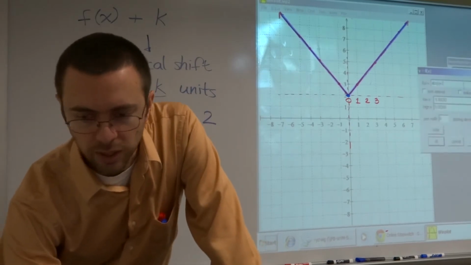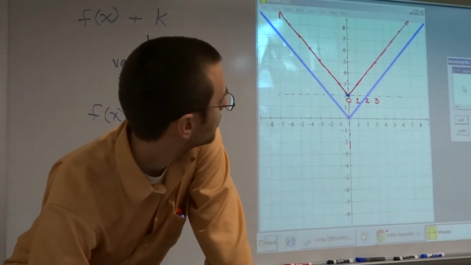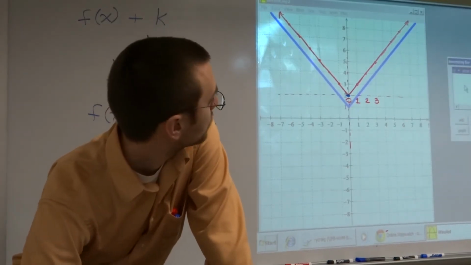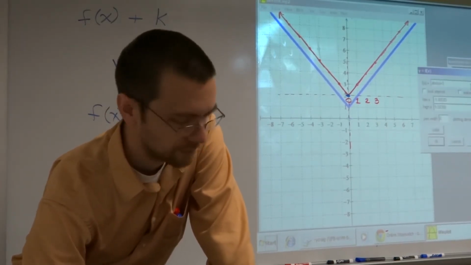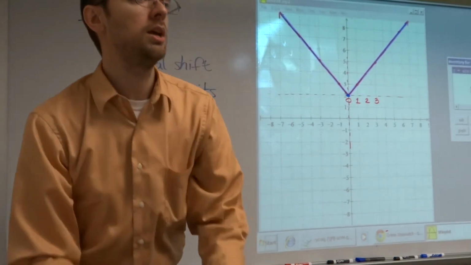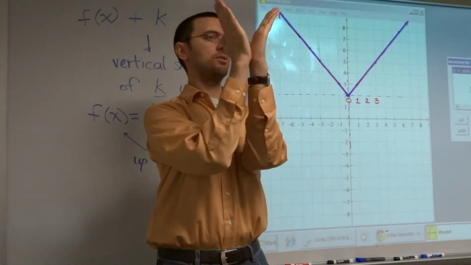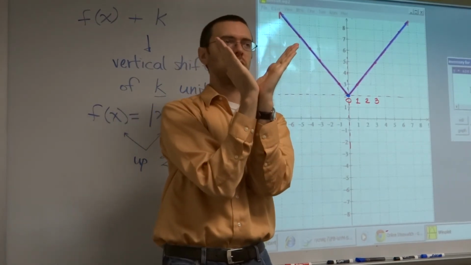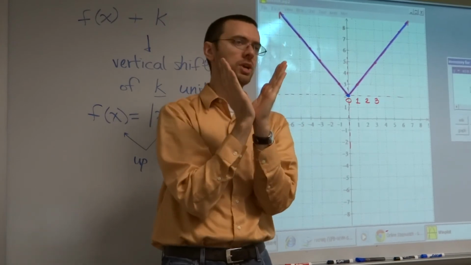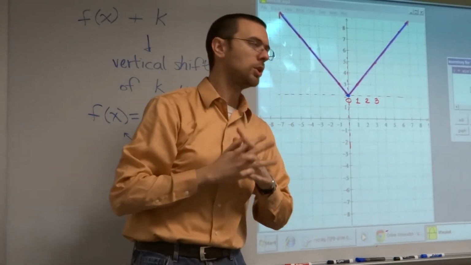So this is what it looked like originally, absolute value of x. Plus 1, plus 2. The steepness of the lines didn't change. Just the position, right? That's all that changed. Any questions about that?